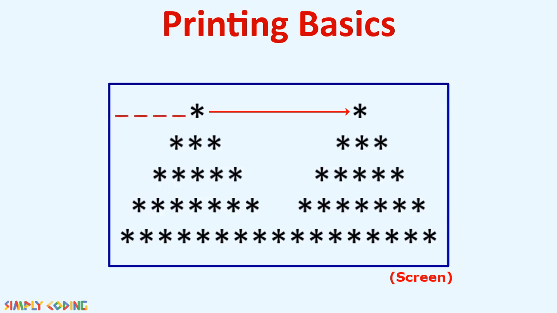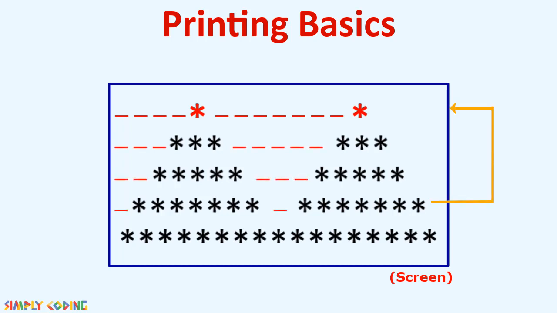So in this line, there are 4 spaces printed first, then 1 star and then again 7 spaces and then 1 star, and so on for all remaining rows. We cannot go back to previous row. So you have to print this entire row and then move to next row.